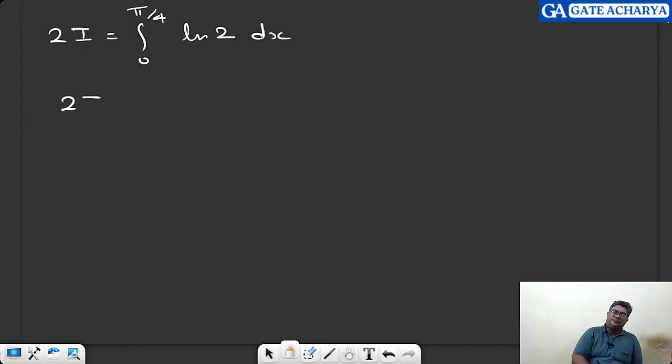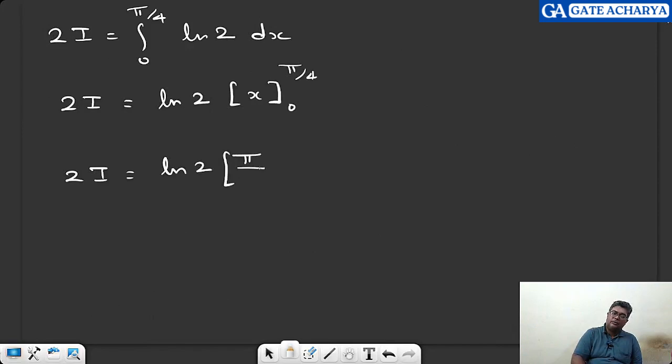Now, what is log of 2? If I take it outside the integration, I get integration of dx. What is integration of dx? x. Now apply the limit. 2I is equal to log of 2 into pi by 4 minus 0, or pi by 4. So I is equal to pi log of 2 divided by 4. That is the answer.